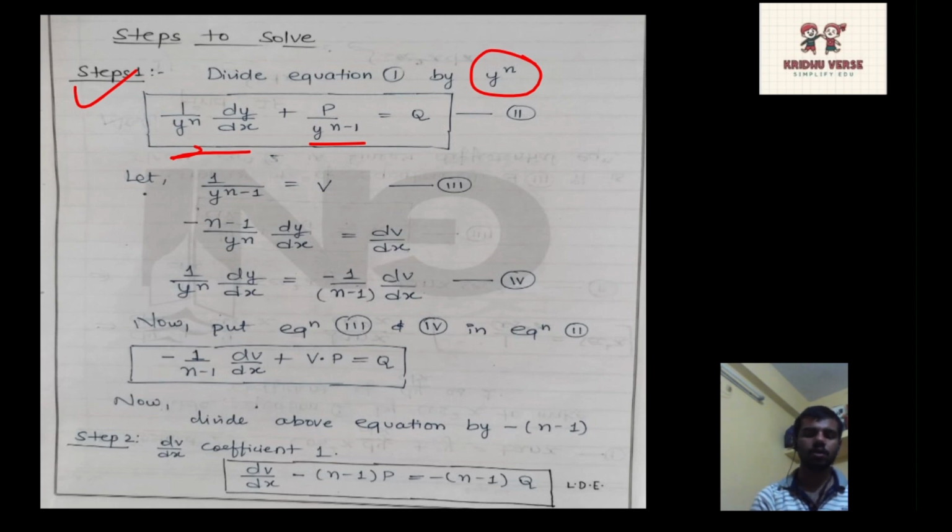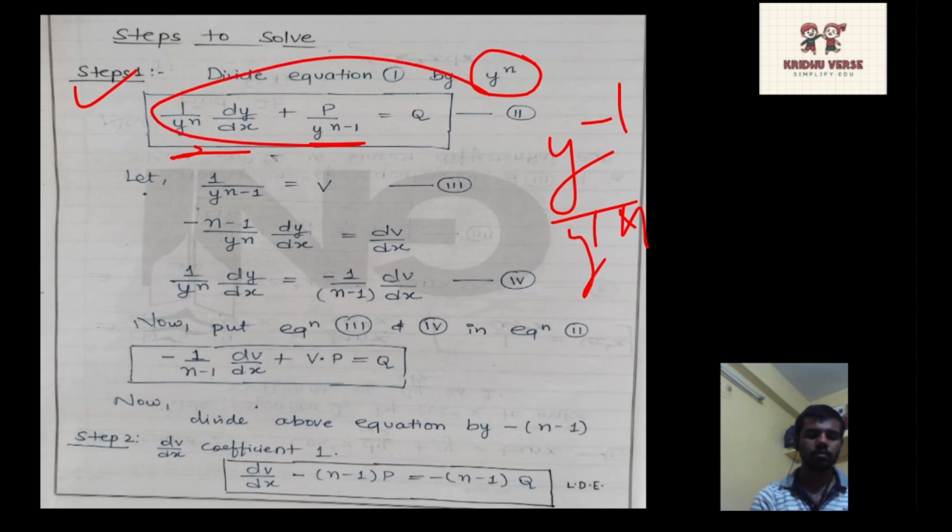Here P y already has y, and we are dividing by y to the power n, so the upstairs y is written downstairs as y to the power minus 1, divided by y to the power n. This we can write as P over y to the power n minus 1 equal to Q. This is our equation number 2.